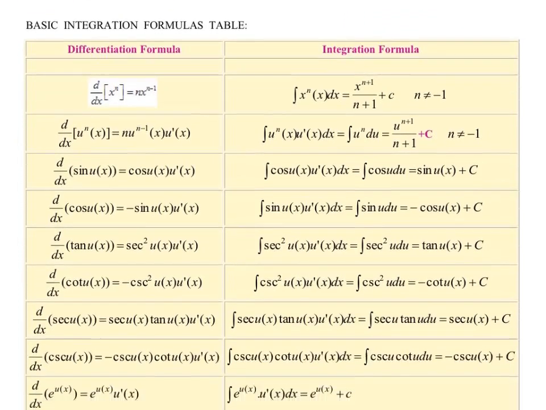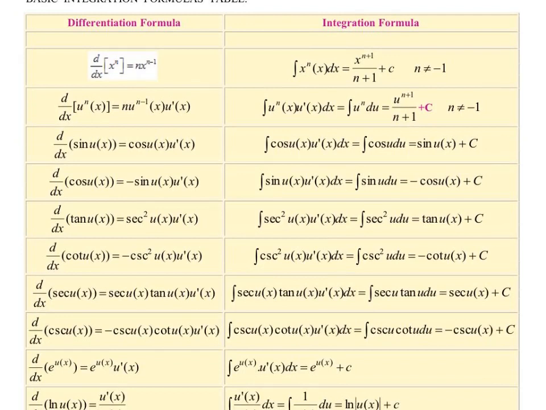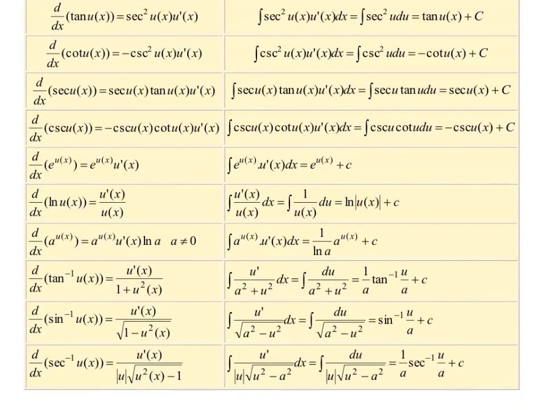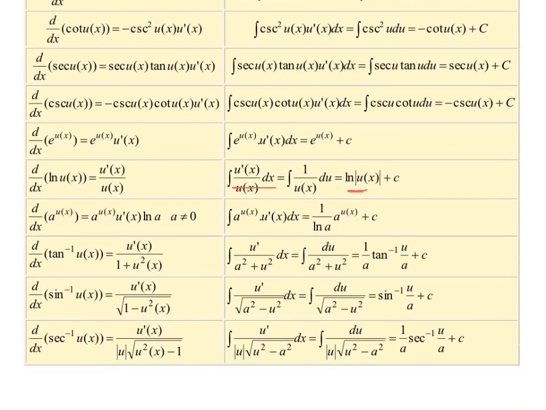This table is a table of antiderivatives from Calculus 1. So these are not techniques, these are only antiderivatives, just like, for example, we know that the derivative of sine is cosine, integration of cosine is sine, and so on. These are all the antiderivatives. For example, integration of u prime divide u, this is ln u, and so on. You must remember these kind of things in order to proceed with the chapter.